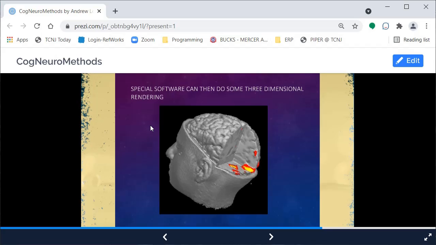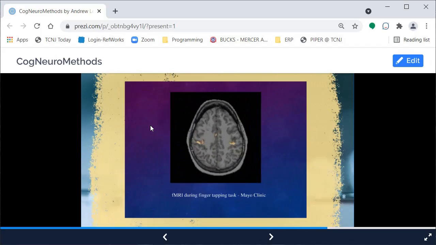Now, the other thing that happens during signal processing is they overlay it on a brain template. They kind of stretch each person's brain to fit this common brain template. So that's something else to keep in mind as well.